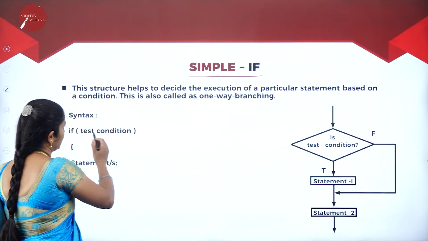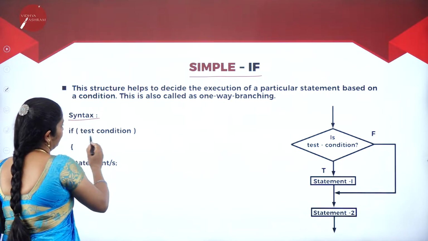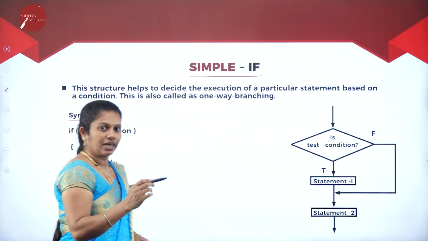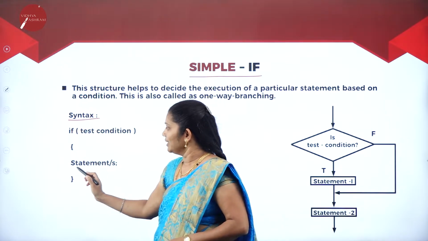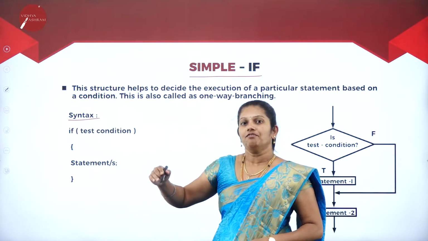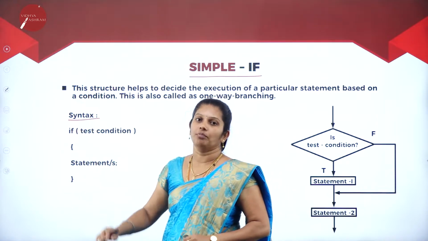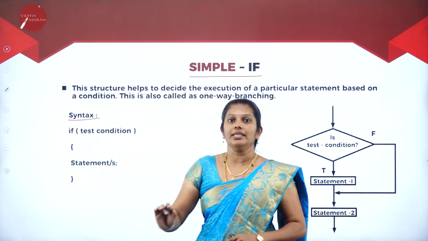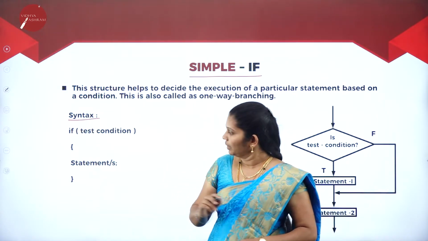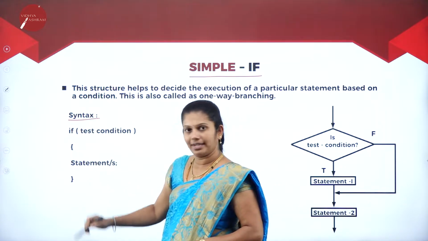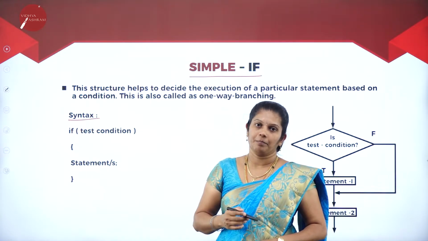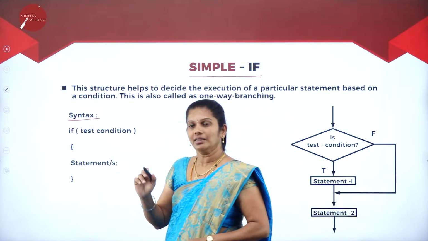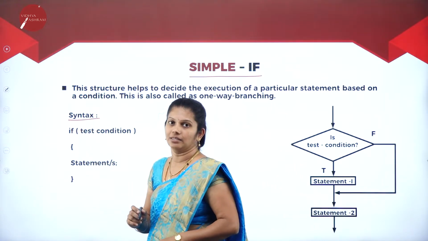If you observe the syntax, here first is if test condition, whatever condition we have, that it will test here. If this condition is satisfied, the statement will execute. If the condition is false, it just comes out of the loop here. We are not going to get any alternative statements here. Here we can open the bracket and close the bracket when we have multiple statements. If you have only one statement, then there is no need for brackets here.